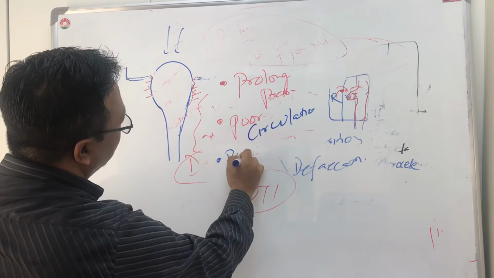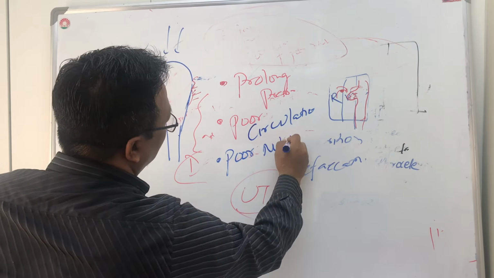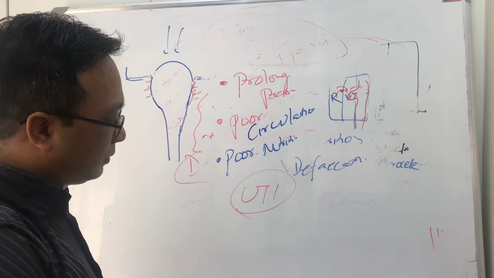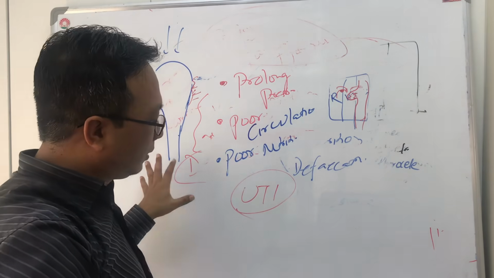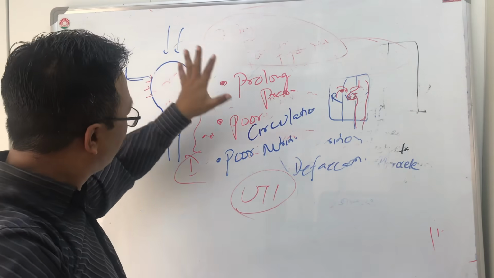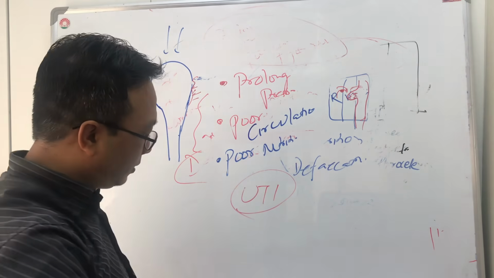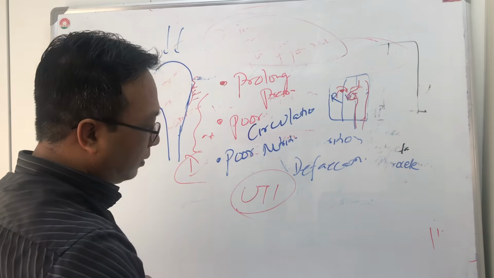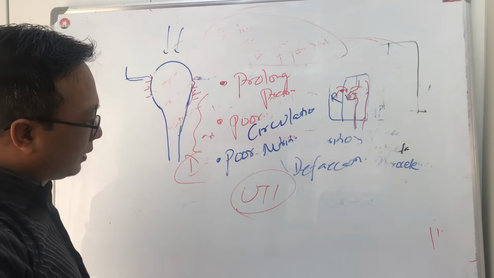And there will be poor nutrition. So all this can lead to decubitus ulcer. Alright. So these are the clinical features for uterine prolapse. Then what else can happen here?